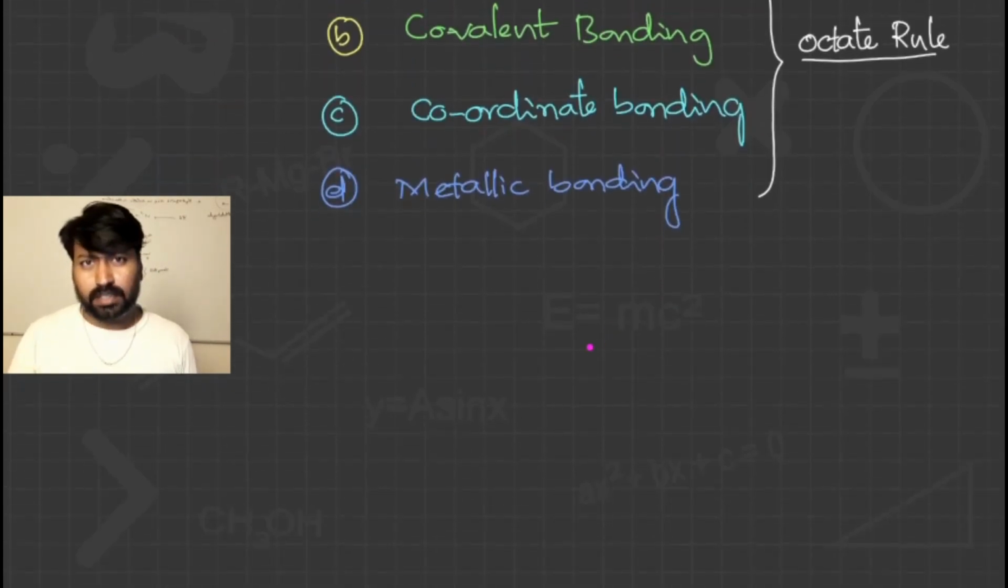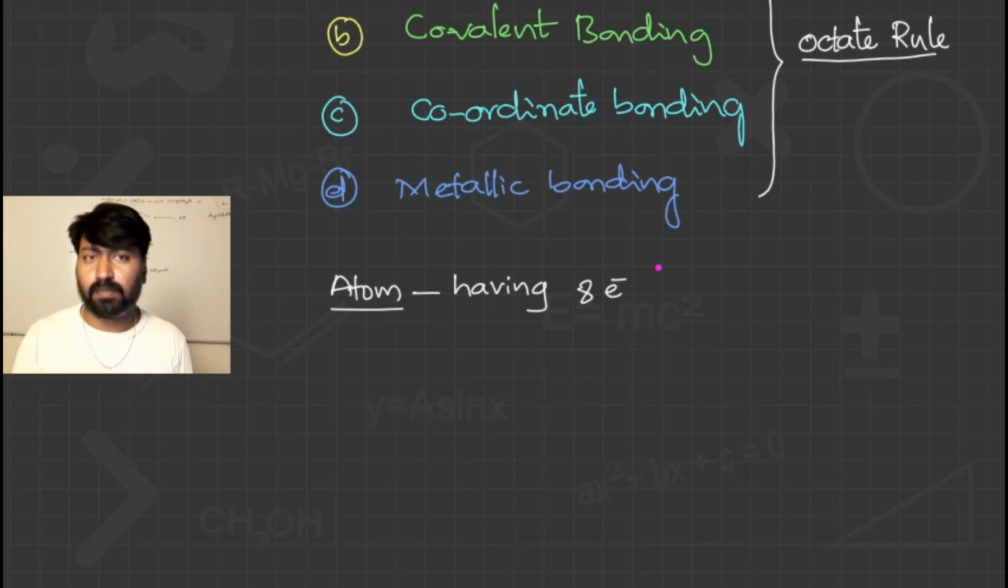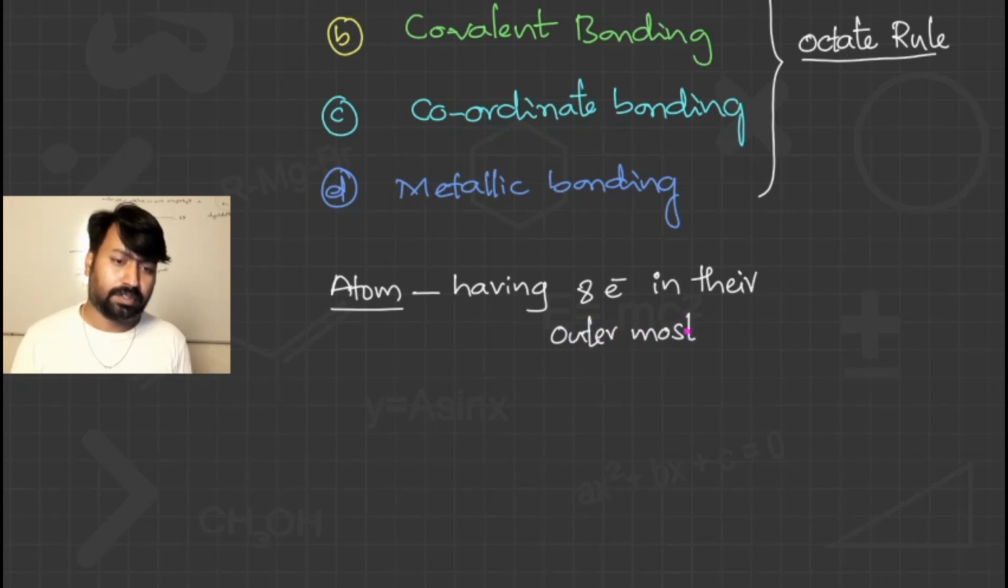Most of the students know what the octet rule is. All atoms have the capacity or tendency to have 8 electrons in their outermost shell. This wording is important: 8 electrons in their outermost shell.